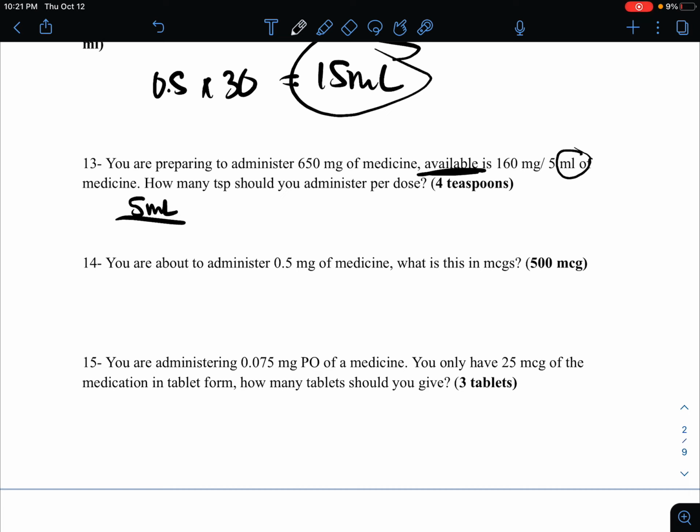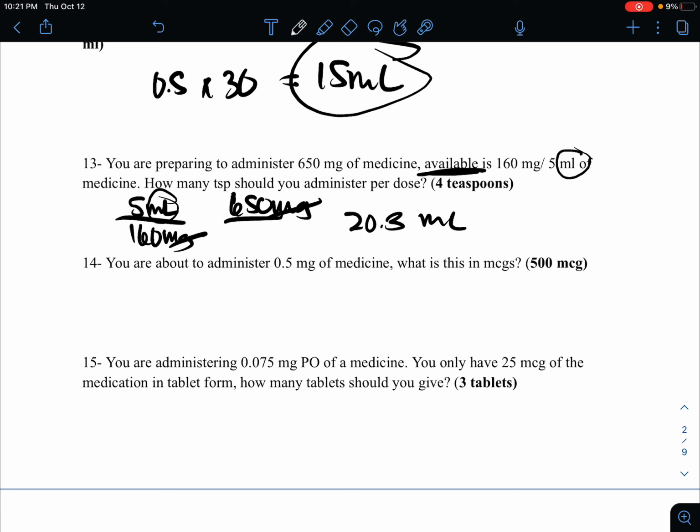of the fraction over 160 mg. The reason you put it on the top is because you want these units, the milligrams, to cancel out right here, so you're left with just milliliters. So we can bring it over here, and we would do 5 times 650 divided by 160 equals 20.3 milliliters.